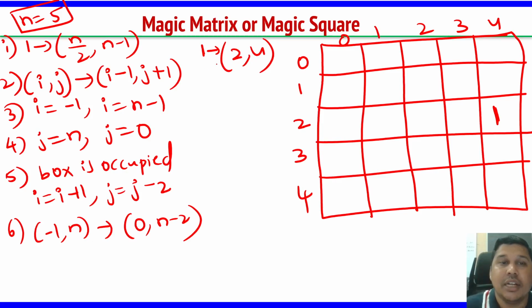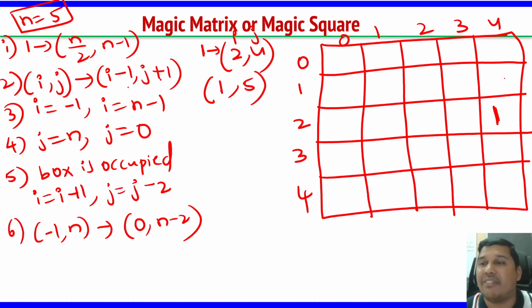Fine. Next, to fill the next number, if the previous element is at i and j, the next element will be at i minus 1, that is 2 minus 1, 1, comma j plus 1, that is it becomes 5. But we do not have a location 1, 5. In that case, when j becomes n, update that j to 0. It means number 2, I have to fill at 1 comma 0.